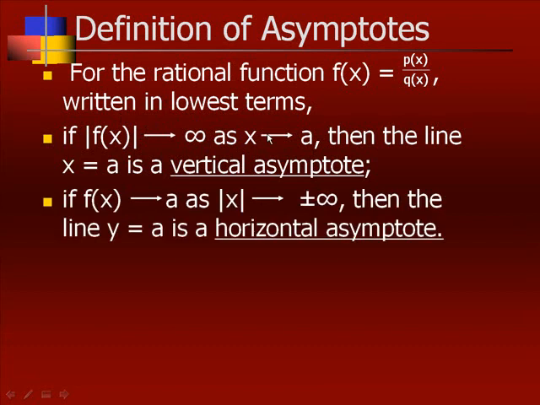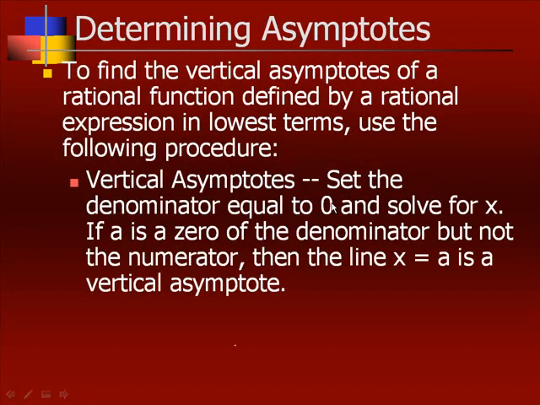If f of x approaches a as x approaches positive or negative infinity, then the line y equals a is a horizontal asymptote. What that means is if the function's values get closer and closer to a number as x gets larger or smaller, then that is the location of the horizontal asymptote. So let's go through and find a couple.